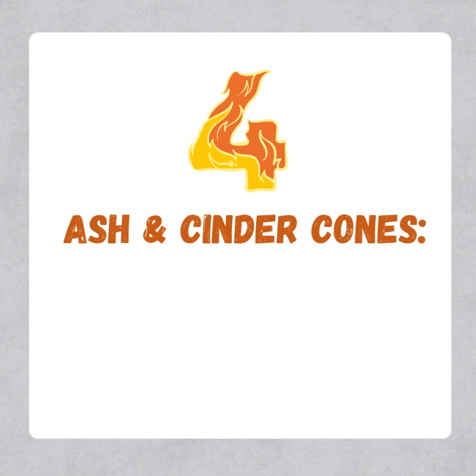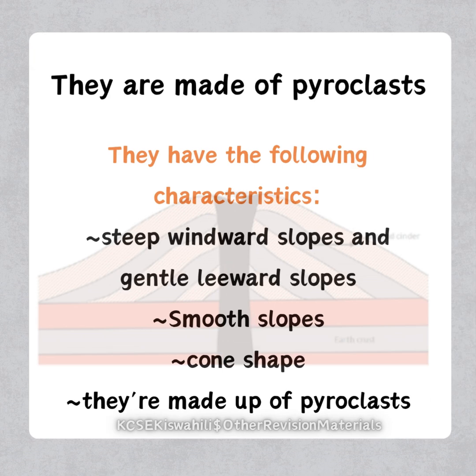The fourth type of feature formed by vent eruption is an ash and cinder cone. This type of volcano is made from pyroclasts and has the following characteristics. A steep windward slope and a gentle leeward slope. Smooth slopes. Cone shape. The cones are mainly made up of pyroclasts.